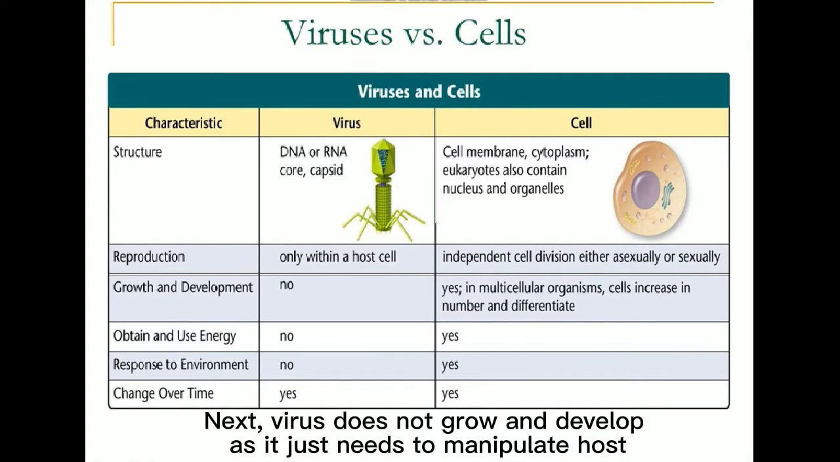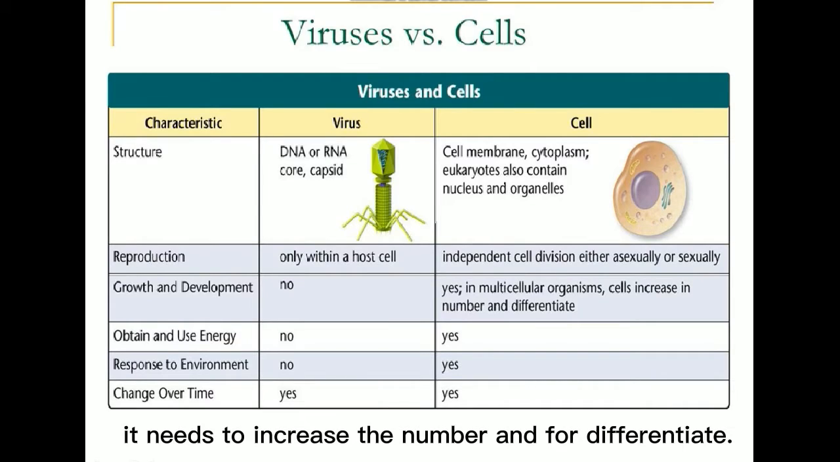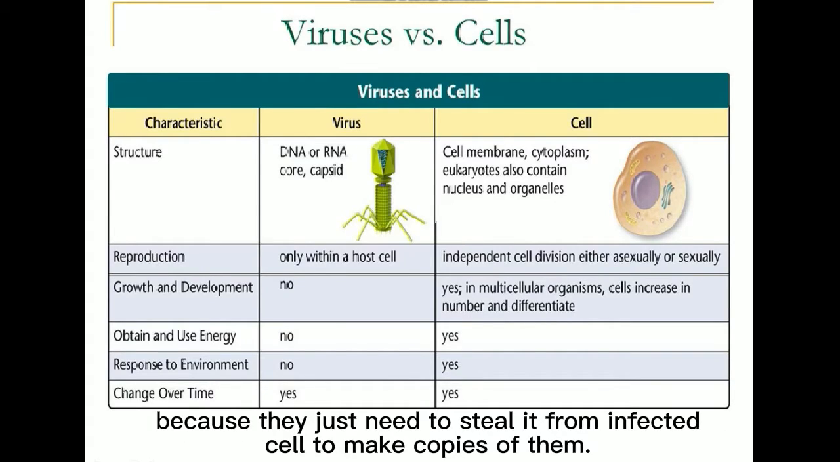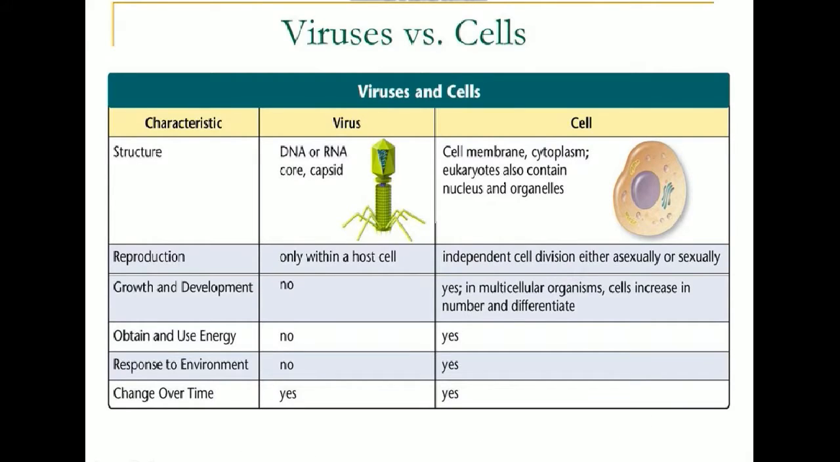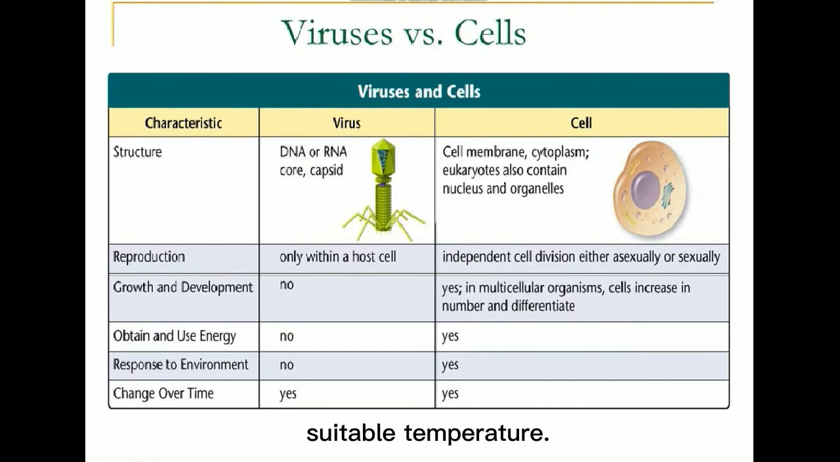Next, virus does not grow and develop as it just needs to manipulate hosts to build new viruses. But cells need to grow and develop as they need to increase in number and to differentiate. Besides, virus does not need to obtain energy because they just steal it from infected cells to make copies of themselves. Cell contains mitochondria to produce energy used for cell division. Virus does not respond to the environment, but cells respond to the environment, growing rapidly in suitable temperature.